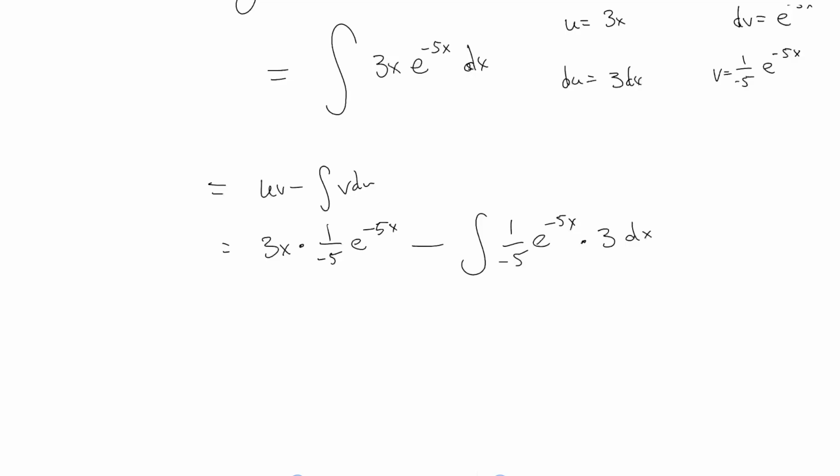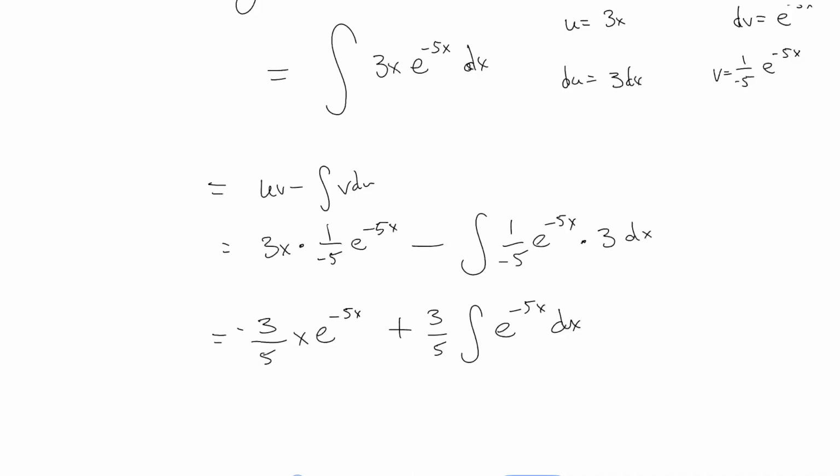Next, I would simplify inside the integral. You can pull the 3 out and also pull the negative 5 out, negative 1/5, and you're going to end up with a plus on the outside. Can I gather these constants together? 3/5 x e to the minus 5x, and then this time it'll be plus 3/5 integral e to the minus 5x dx. Right? I pulled the 3 out and the 1/5 out. I had 2 minus signs, so I made this a plus right here.